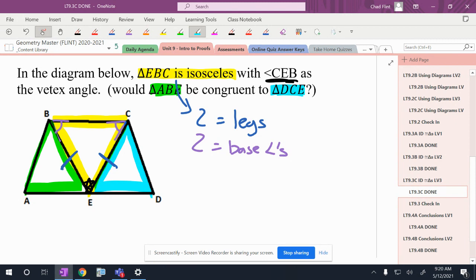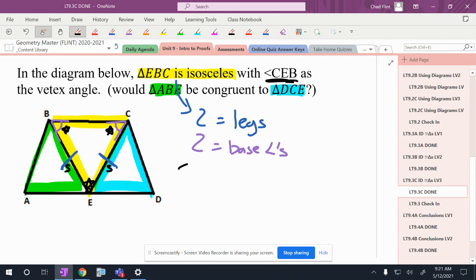There's no vertical angles between those triangles. There's no X. All right. There's also no reflexive property between those triangles. So the only thing I have is this pair of sides. These angles are not in those triangles. So they don't help with the green and the blue triangles.